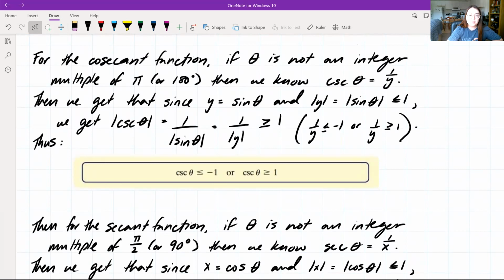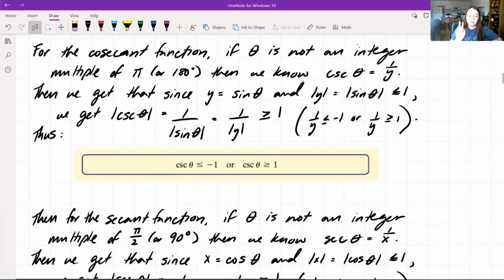So we get that the absolute value of cosecant of theta is equal to 1 divided by the absolute value of sine of theta, which is equal to 1 divided by the absolute value of y, which is then greater than or equal to 1. So we see 1 over y is going to be less than or equal to -1, or 1 over y is greater than or equal to 1, which then corresponds to cosecant of theta being less than or equal to -1, or cosecant of theta being greater than or equal to 1. So we have our two exceptions there for cosecant.